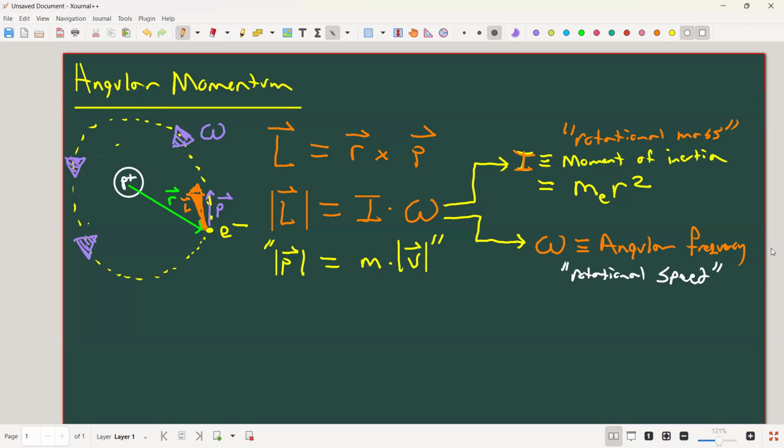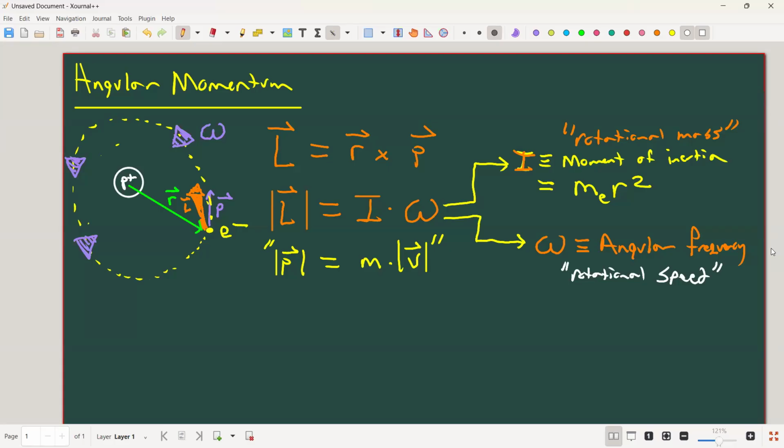And it whips around with total angular momentum. The magnitude of the angular momentum is equal to the frequency of that rotation, how fast it's moving around this circle, omega, times its rotational mass, the moment of inertia, which is just a function of the mass of the electron on the end of that bar times the distance between the two particles squared. And this is just the rotational mass.